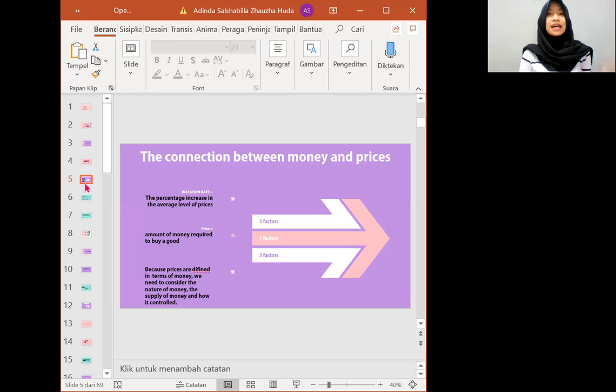Let's move on. The connection between money and prices. Inflation rate is equal to the percentage increase in the average level of prices. The second, price is equal to the amount of money required to buy a good. Because prices are defined in terms of money, we need to consider the nature of money, the supply of money, and how it's controlled.